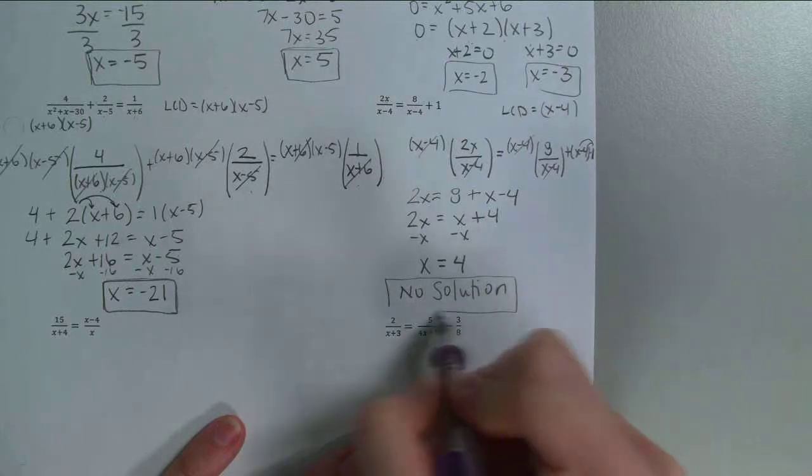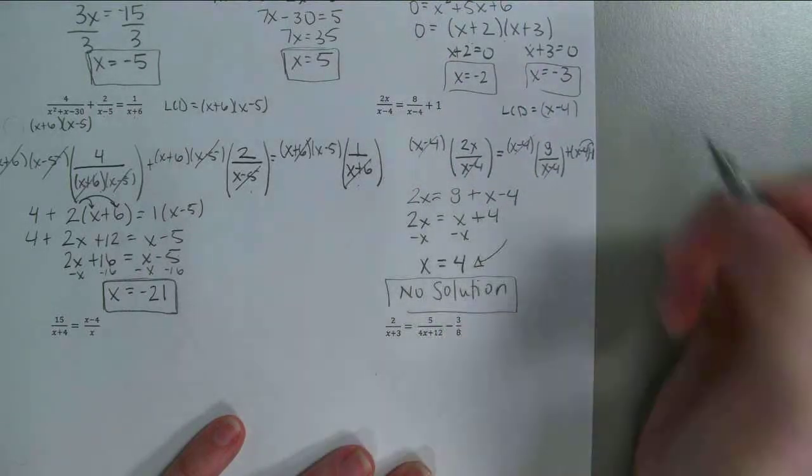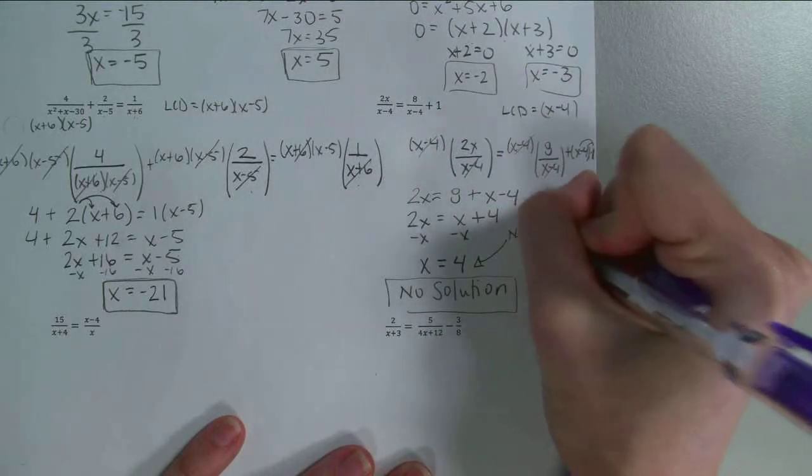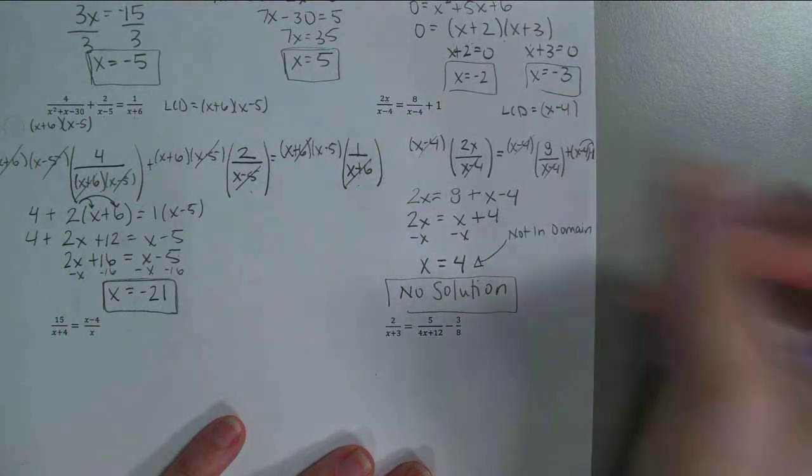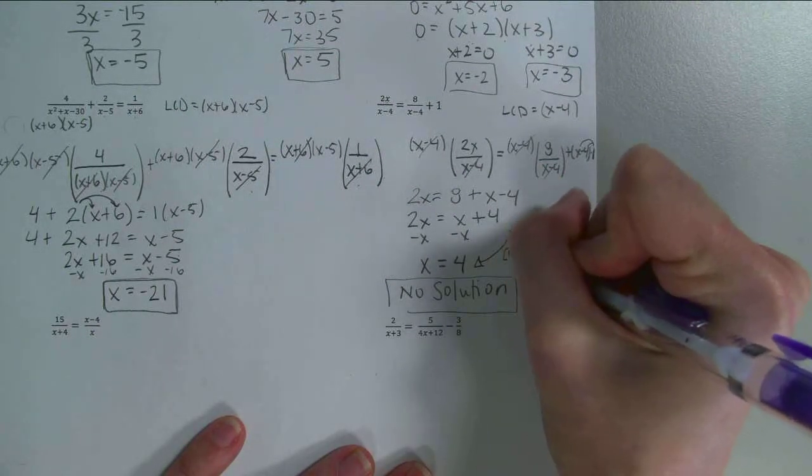And let's make a note of it. Like this is not in domain. And then you're like, I don't know what that means. Okay, let's write a little bit more. Let's say makes denominator 0.